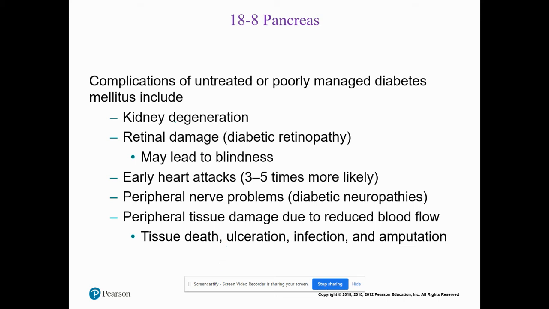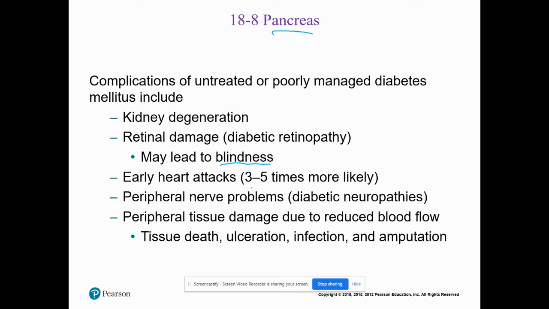When we see complications with the pancreas, it's generally from diabetes that was managed very poorly. You end up with kidney degeneration, and that is not fixable. Once that damage is done, it's done. You can end up with retinal damage. It's called diabetic retinopathy, and this is just referring to the pain in your eyes from your retinal nerves. It can very well lead to blindness.